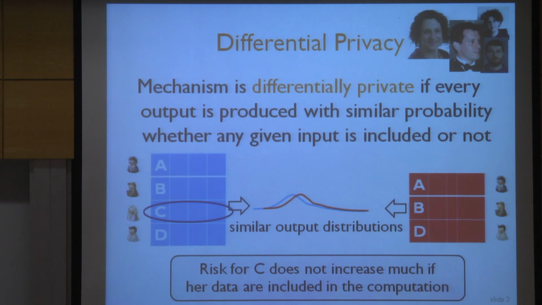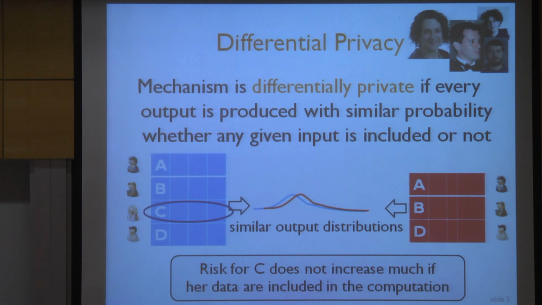But anyway, let's try. This is an attempt to define what it means for a computation, or in general any mechanism for computing on the data, to preserve privacy. It says that privacy is preserved if every output is produced with similar probability whether any given input is included or not. Okay, that seems like a handful. So intuitively, what is this saying? Take a data set and a computation. The computation could be randomized, so we have to talk about the distribution of possible outputs. Then if you look at the output of this computation on a data set in which one of the records, or any of the records, is absent, these output distributions are similar.